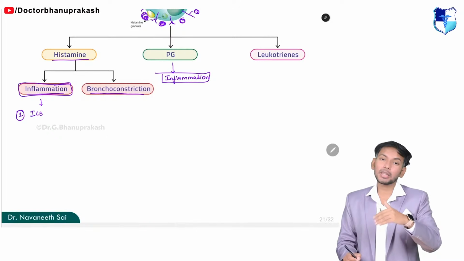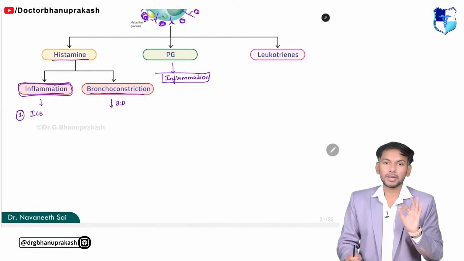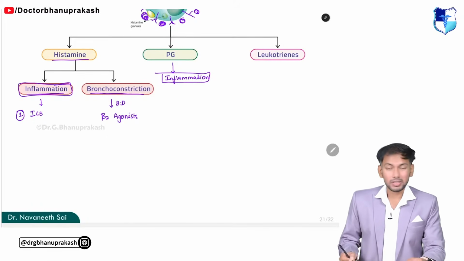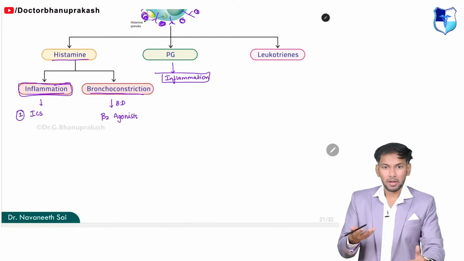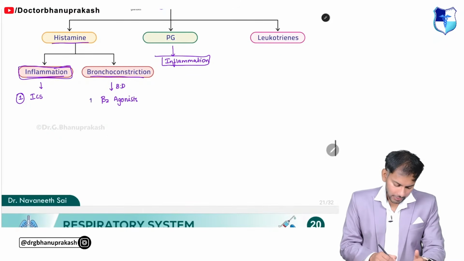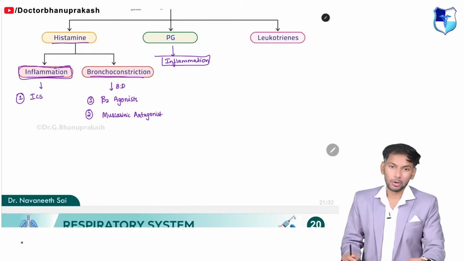Now, how can you treat the bronchoconstriction? By bronchodilators. What are the bronchodilators that we have studied? But what is the best bronchodilator in bronchial asthma? It is going to be beta-2 agonist. We have studied SABA, LABA, VLABA. Got it? Now, next is muscarinic antagonist. That also we have studied, if you remember. SAMA, IMA and LAMA. Yes, ipratropium, tiotropium, all of these.